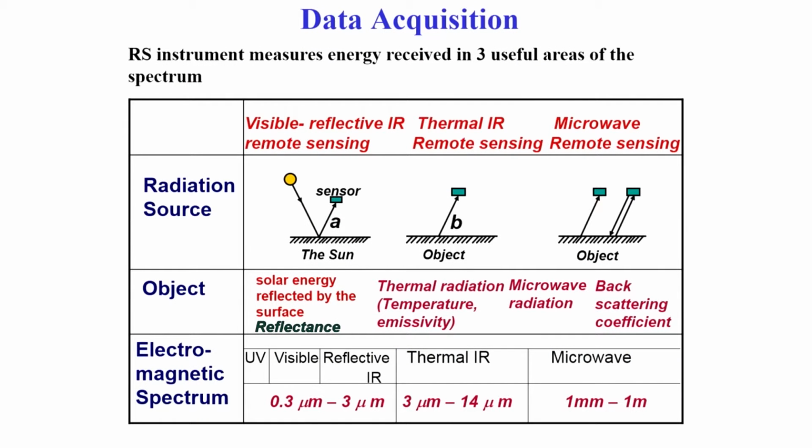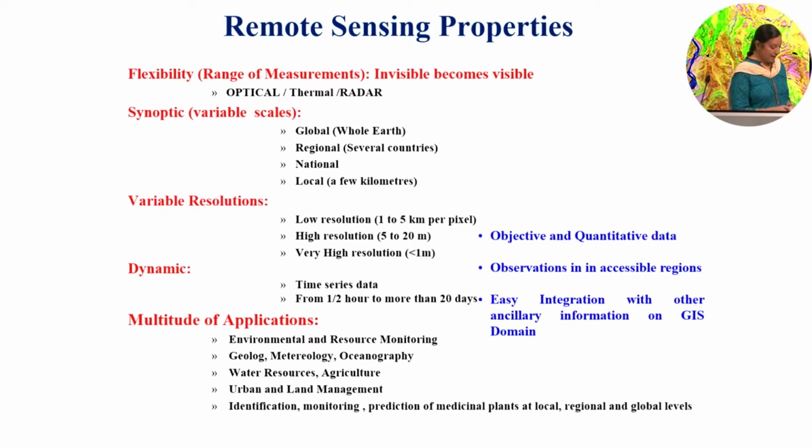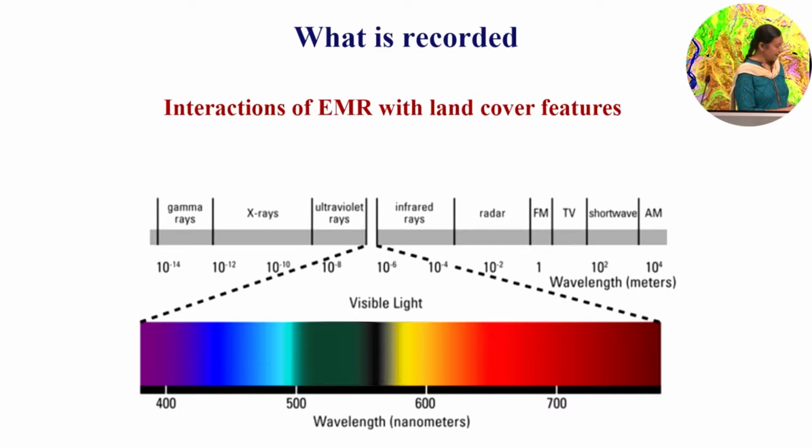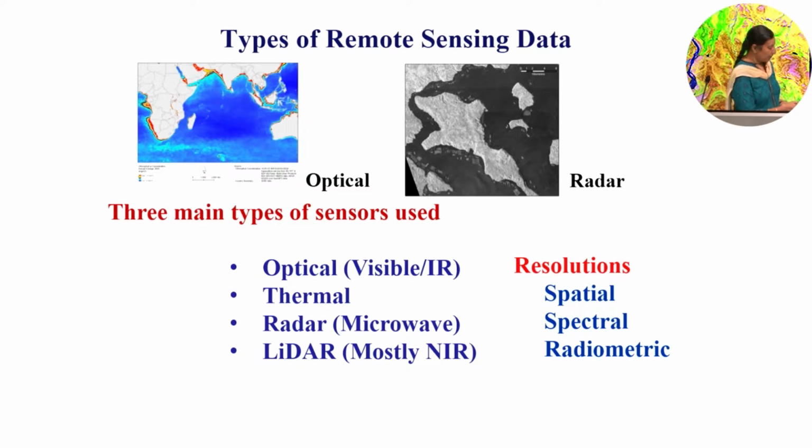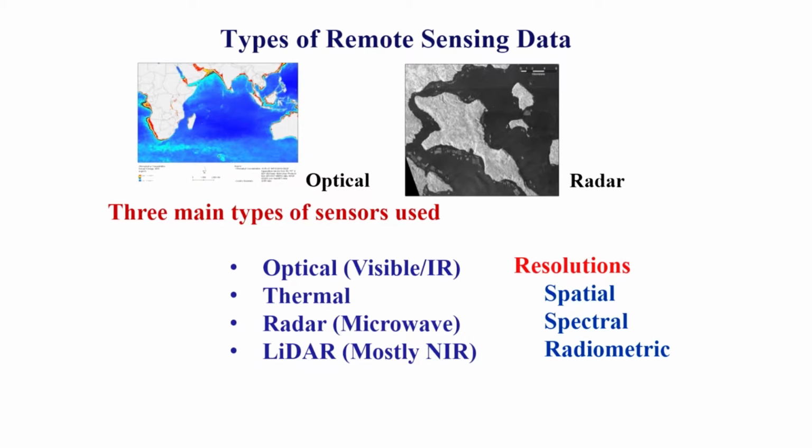Now, we have this complete range of the electromagnetic spectrum, and it can be divided into different regions, what we call optical, thermal, radar and lidar. These utilize different ranges of the electromagnetic spectrum. That's where the names come from, and each of these data sets is characterized by different resolutions.